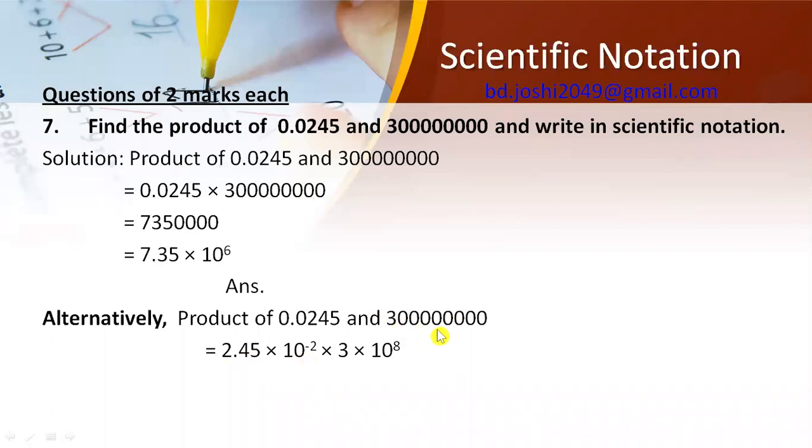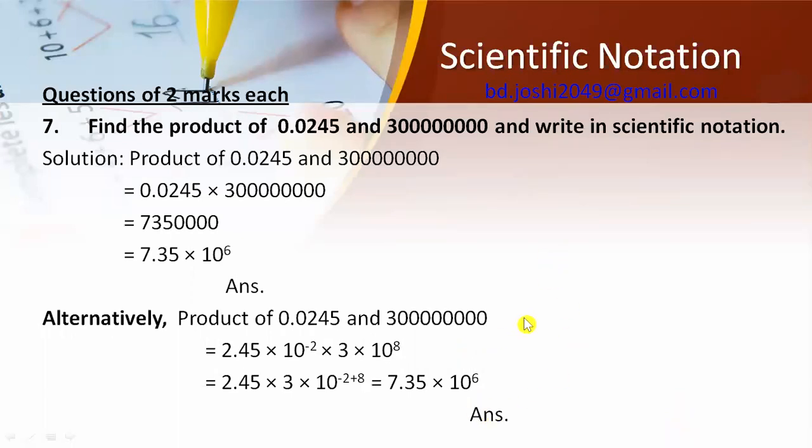Similarly, 30 crore is equal to 3 into 10 to the power 8. Now multiply the numbers which are before the 10 to the power something and add the powers of 10, and you will get 2.45 into 3 into 10 to the power minus 2 plus 8. 2.45 into 3 is 7.35, and 10 to the power minus 2 plus 8 is 6, which is our required answer. Is it clear?